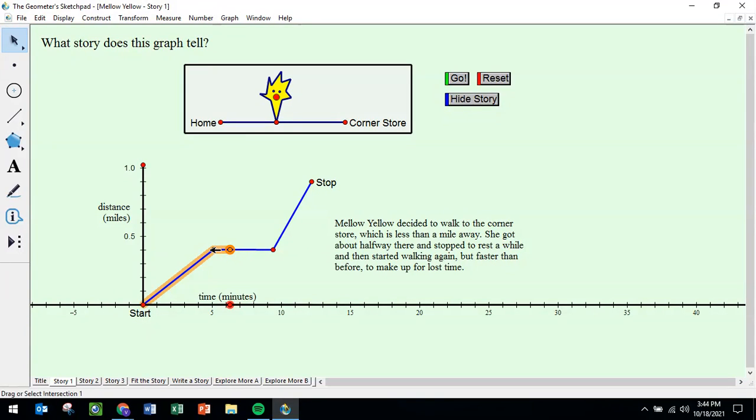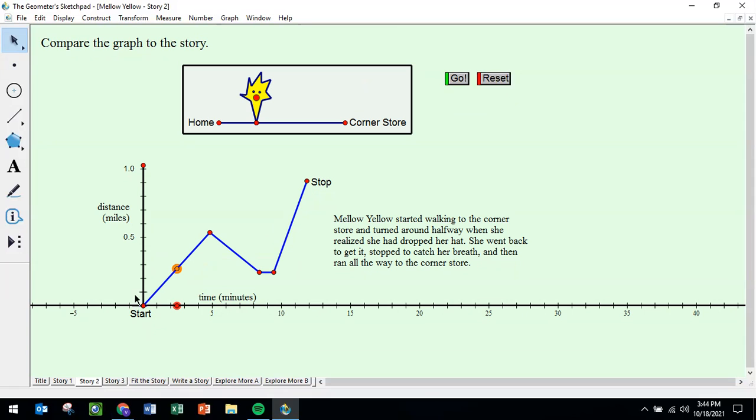And then how long does Mellow Yellow stop for? Well, between 5 and 10 minutes, really. If you look at this, she stops between 5 and 10 minutes, does nothing. So notice time continues to move, but the distance does not increase. And then in the last section, after 10 minutes, Mellow Yellow speeds up to get to the corner store. Let's take a look at story 2.